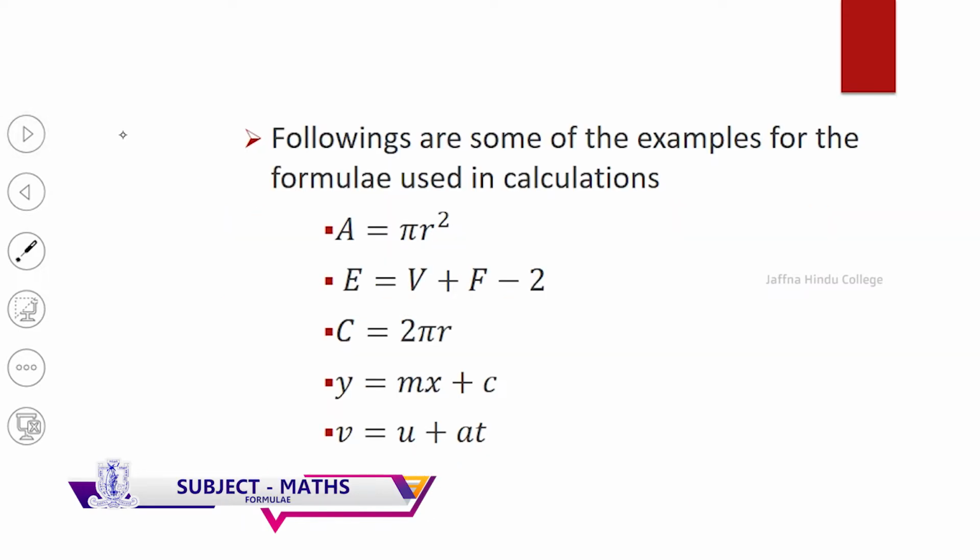These are some of the examples used in the calculations. A is equal to pi r squared, E is equal to v plus f minus 2, c is equal to 2 pi r, y is equal to mx plus c, and the last one is v is equal to u plus at.